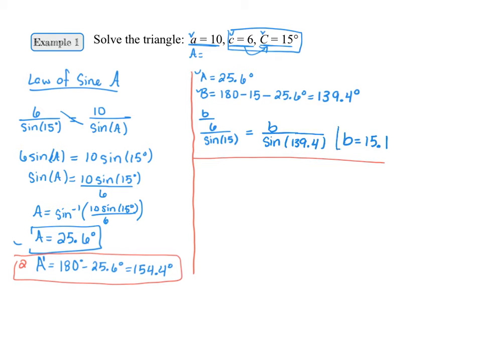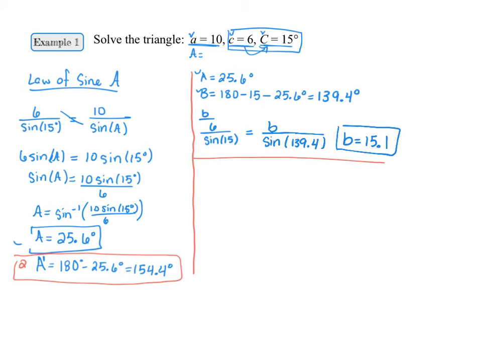Okay, I found my side B to be 15.1, and that's not an angle, so I don't need a degree symbol. I almost added it. But this is a side length, and so this is one full triangle that I can find by using law of sines and these 3 original measurements.